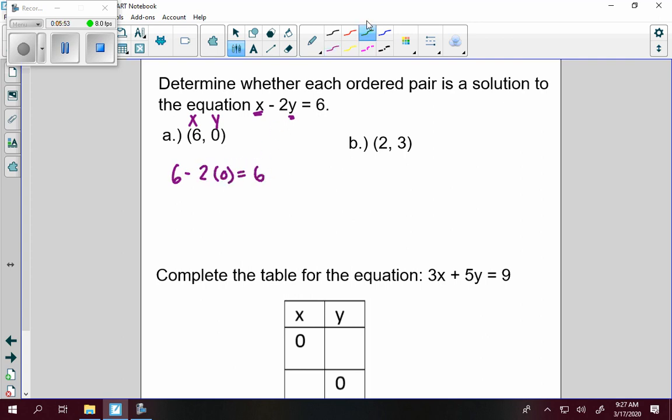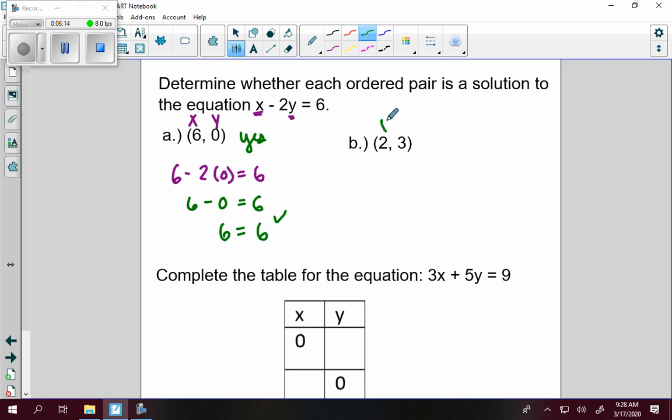And then I would complete it with my math. 6 minus 0 is 6, and there we go, 6 equals 6. So this would be yes, it is an ordered pair. It is a solution. That means that that point falls on that line. Should I graph that line? 6, 0 would be on that line. Let's try the other one.